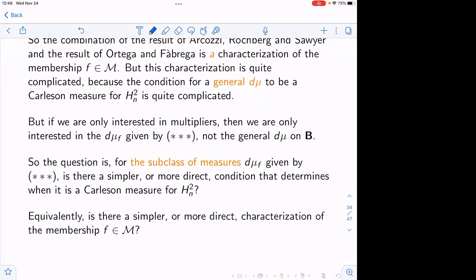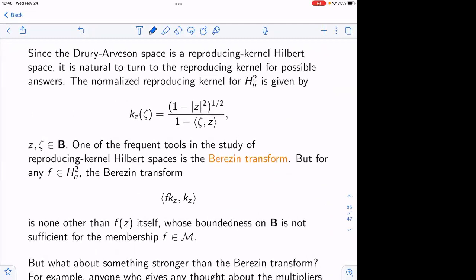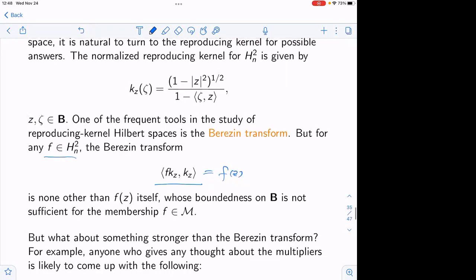So the question is, is there a simpler or more direct way of characterizing this membership? Now, because Drury-Arveson space is a reproducing kernel Hilbert space, you would naturally think about the normalized reproducing kernel. You might actually look at the Berezin transform of an element F that's given by this, but that's just equal to F of z. So that's not enough, right? That we know. But what about something that's stronger than the Berezin transform?